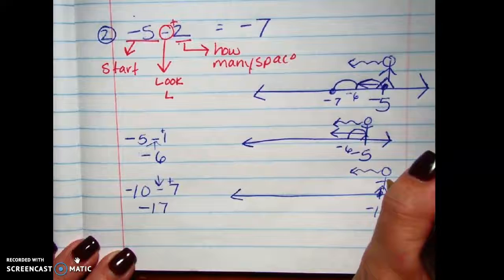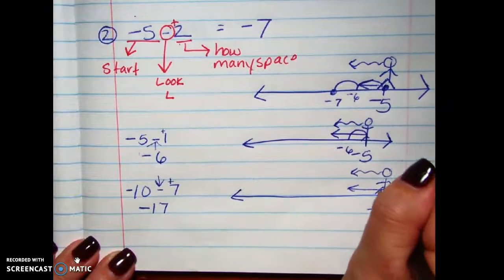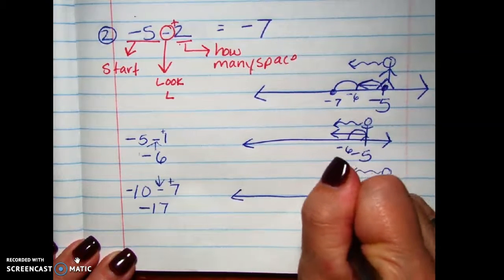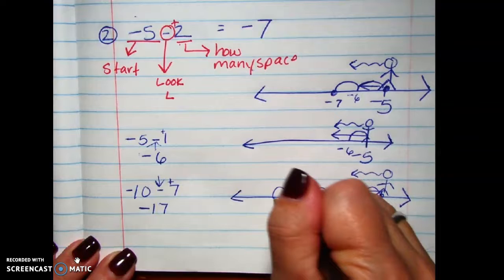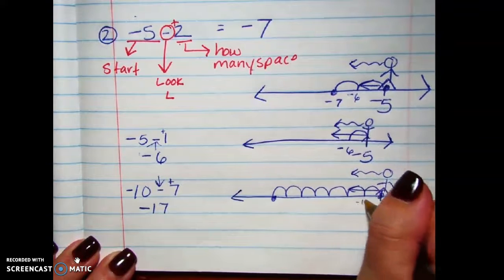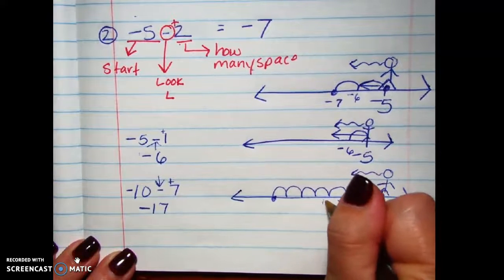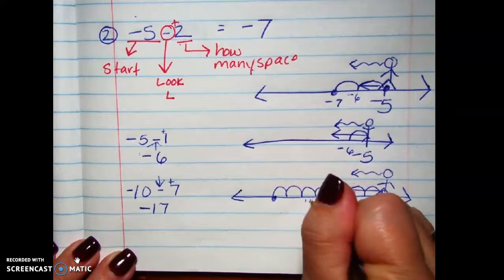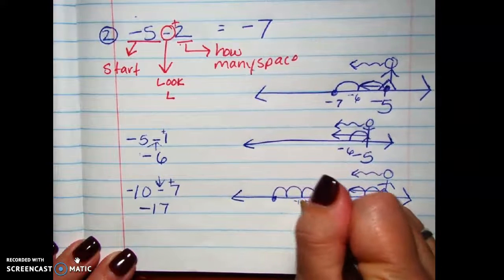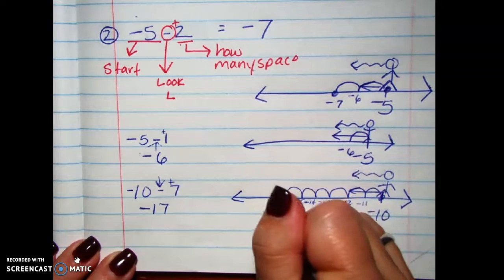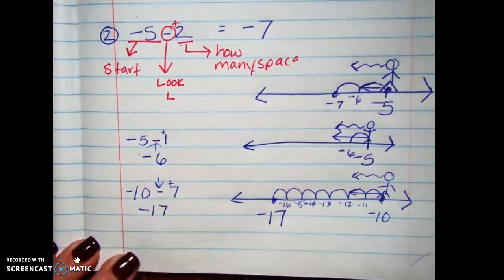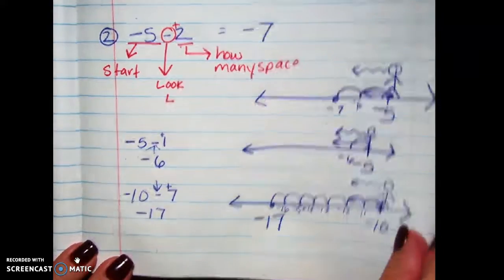So I have to go forward 7. 1, 2, 3, 4, 5, 6, 7. -11, -12, -13, -14, -15, -16, and I end at -17. It worked. Okay, let's try another one.